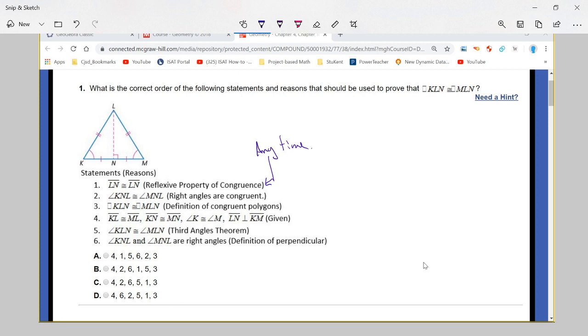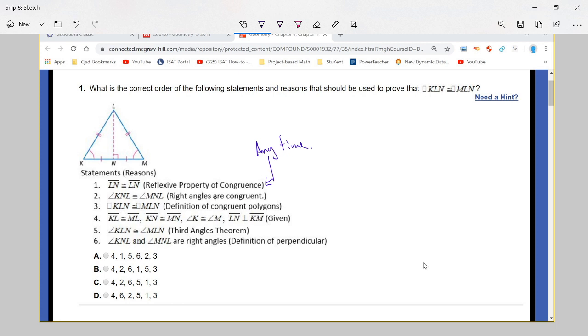Excuse me, it would not likely be the last thing I state, because I'm going to use it to prove something. So I'm going to expect that it will be used probably either here or here. It's not going to be one of the last things I use, but who knows? I can really state that anytime.